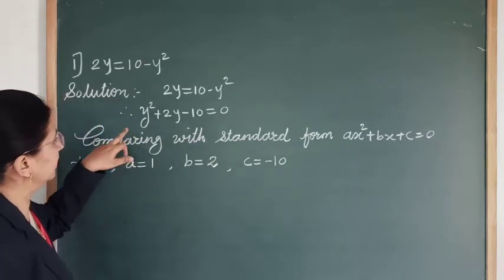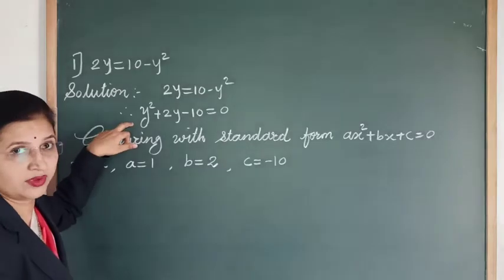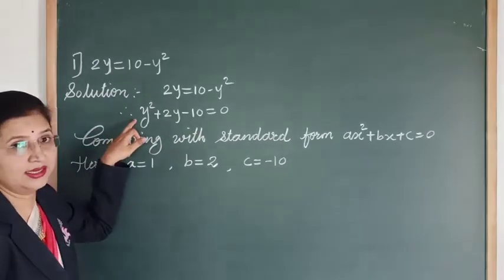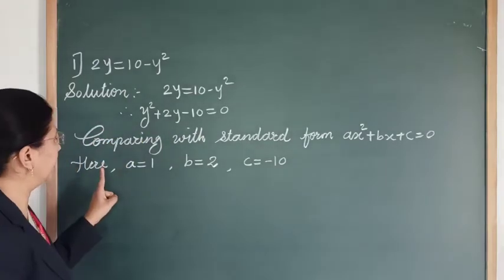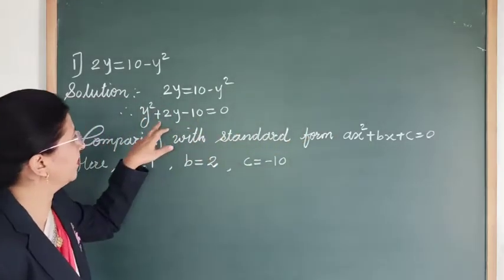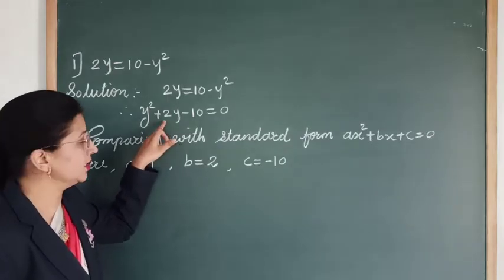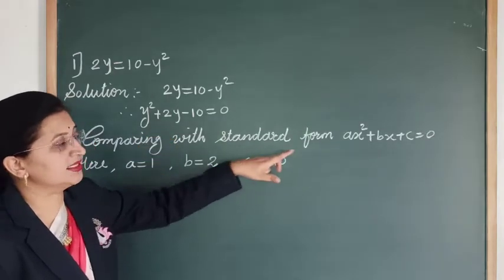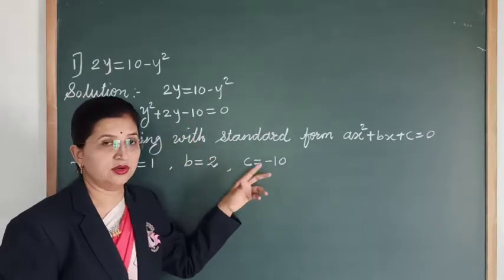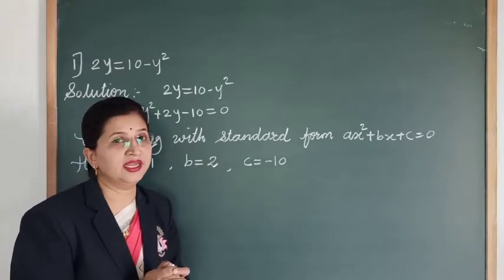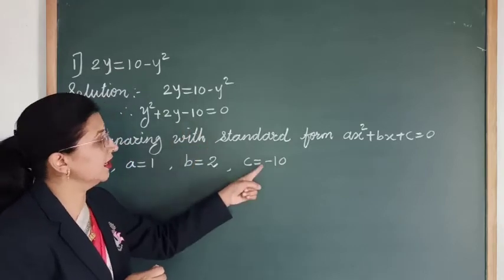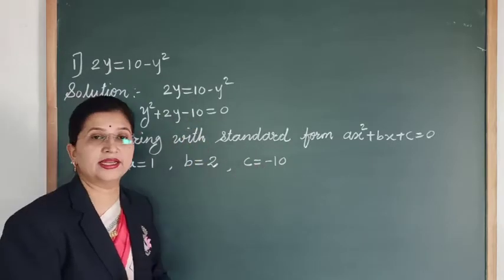You can see here the term with the x square, that is here y square is there. So in a place of a, what is there? Its coefficient is 1. So here a is equal to 1. Then second term is bx. So here in a place of b, what is there? 2. Okay, so b is equal to 2 and c means constant term. So here constant term is negative 10. So dear students, while writing these values, if any coefficient is negative, don't forget to write its sign. Okay, so here c is negative 10, so we have to write here negative 10.